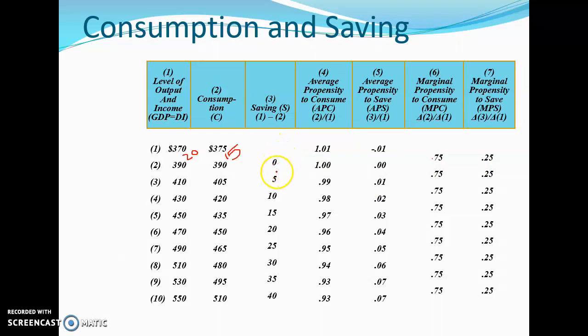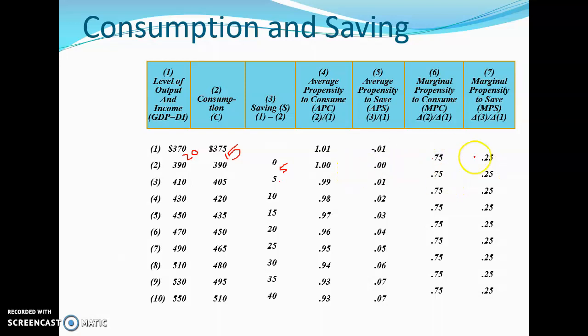How can we find out the value of the change in the savings? That's second value minus the first value. Second value is 5 and the first value is 0. So 5 minus 0, the answer is equal to 5. So by putting the values into the formula, we get 5 divided by 20 and the answer is equal to 0.25, and by adding 0.75 with 0.25, the answer is equal to 1.